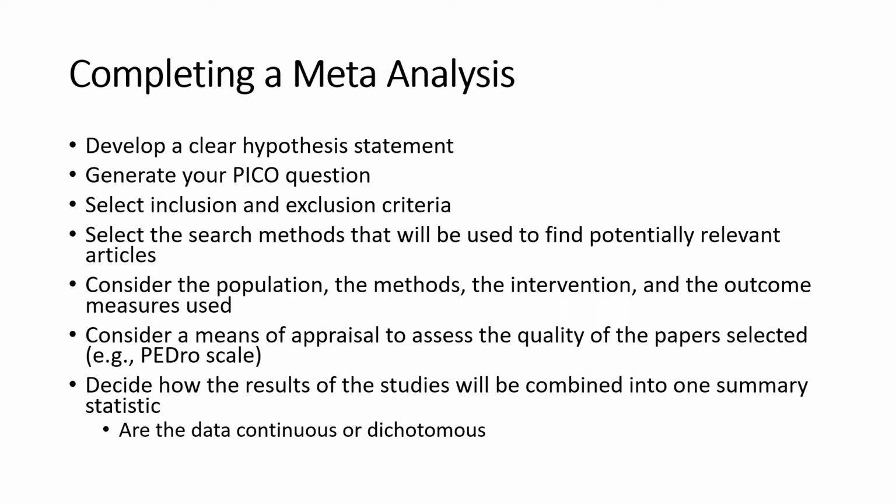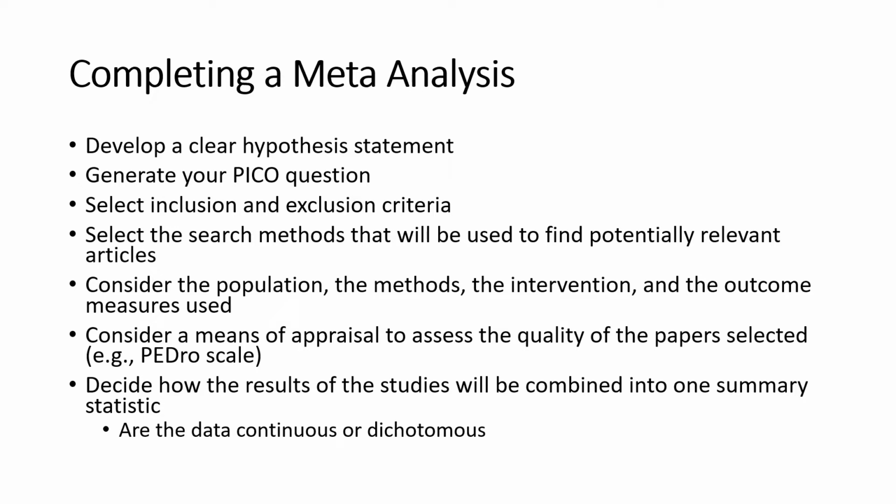Again, when we think about the articles, we're going to consider the population, the study methods, the intervention, the outcomes of interest. And then we're going to likely appraise those articles, and that is sometimes a part of a meta-analysis as well. So we're going to appraise the quality of those articles, and we could use something like a PEDro scale for that. There are other ways of doing that, but you're probably familiar with that scale.